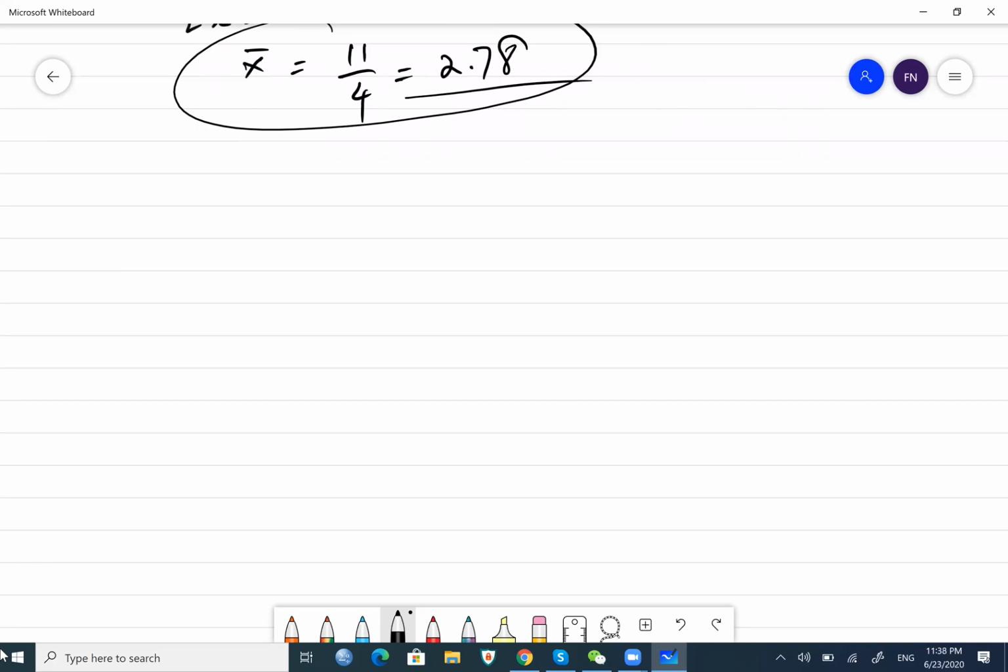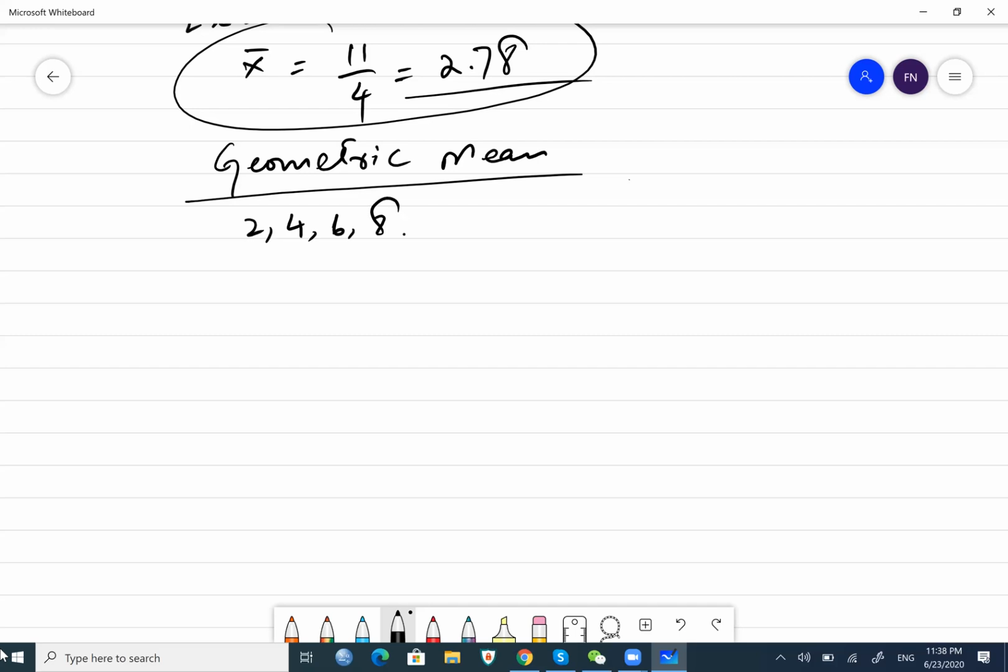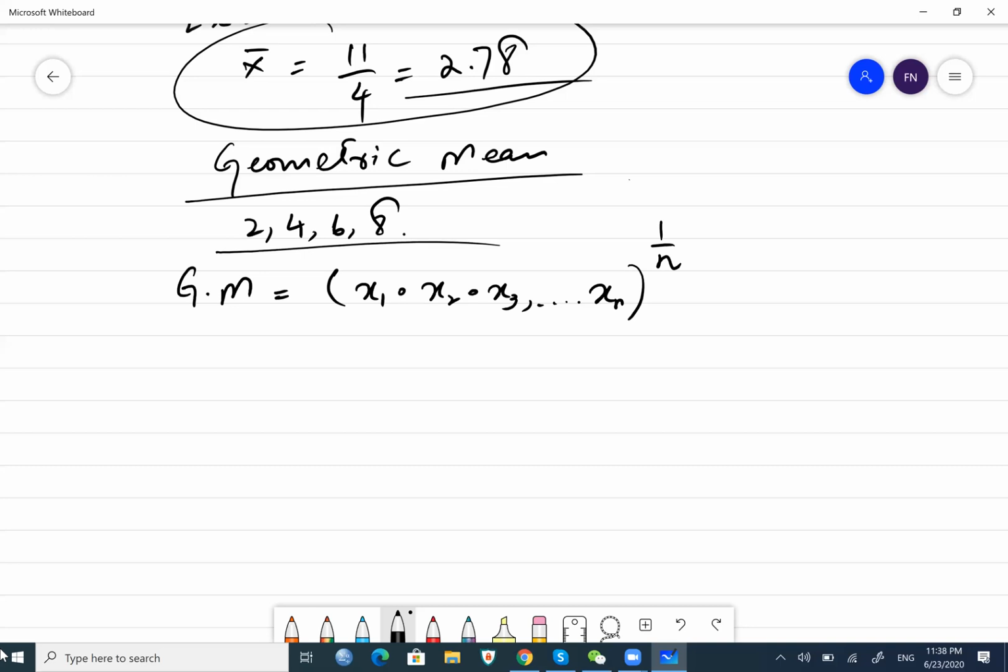Next is geometric mean. For example, again you have data 2, 4, 6, 8. The formula for geometric mean is x1, x2, x3 up till xn, raised to power 1 by n. N means number of values. So if you have this data 2, 4, 6, 8, it says 2 times 4 times 8 times 6 raised to power 1 by 4. So 64 times 6 raised to power 1 by 4.